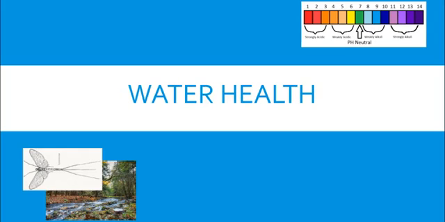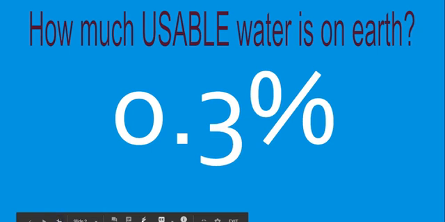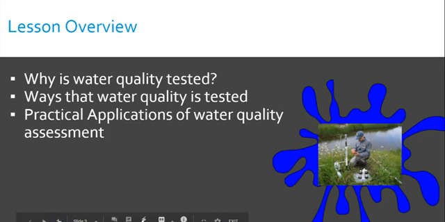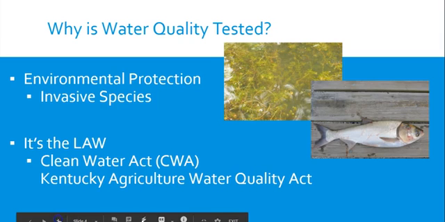Today we are going to be talking about water health. Did you know that there's 0.3% usable water on the earth? Today we're going to be talking about why water quality is tested, the different ways water quality can be tested, and the practical applications of water quality assessment in agriculture.